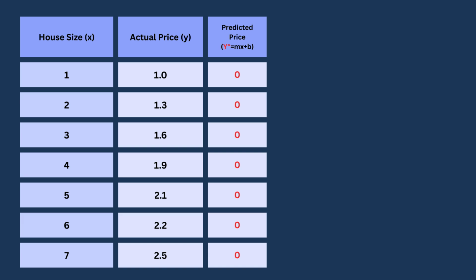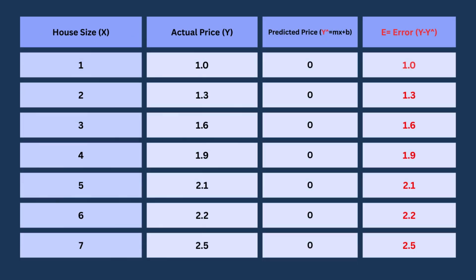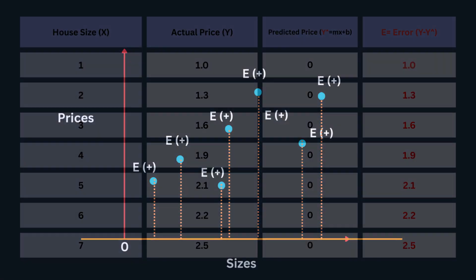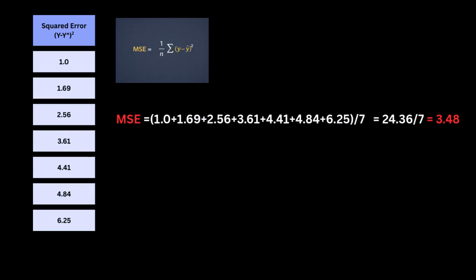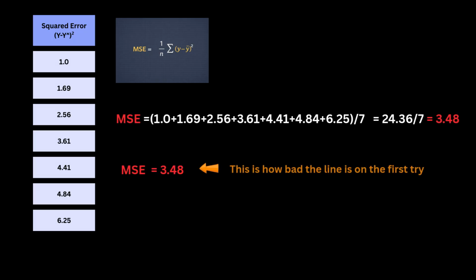For each x value, we plug it into the equation. Whatever comes out is the predicted value. Now we compare prediction with reality. Error is just actual minus predicted. Now we square the errors, add them up, and take the average. That gives us MSE.